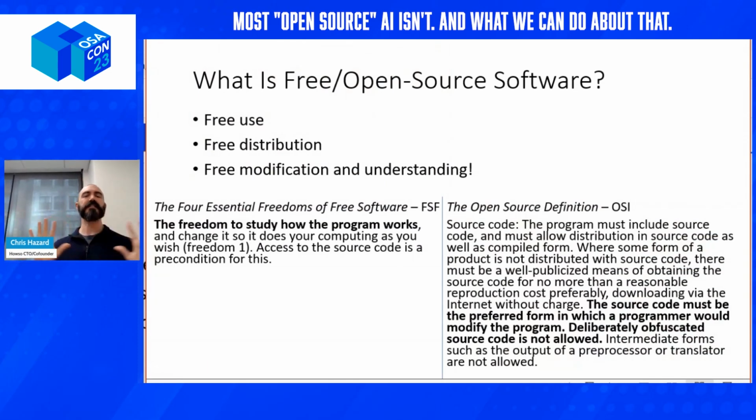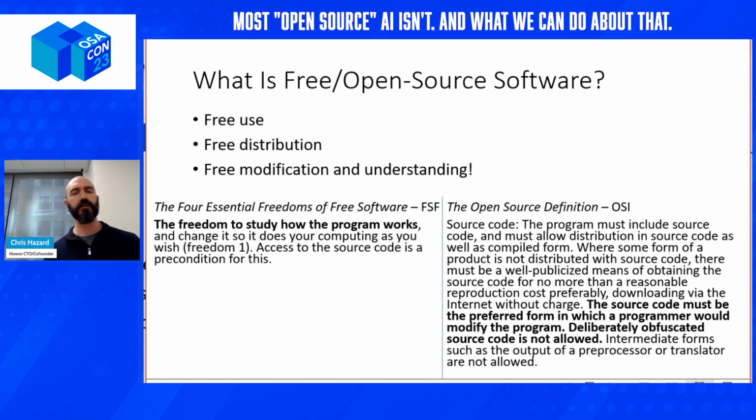So let's take a step back. What is free and open source software? Based on different accepted definitions, fundamentally, it boils down to a few things. You can use it for free. You're freely allowed to do what you'd like with it. You can distribute it and redistribute it for free. You're allowed to do that. You have that freedom. But also, one of the most important bits is there's freedom of modification and of understanding.